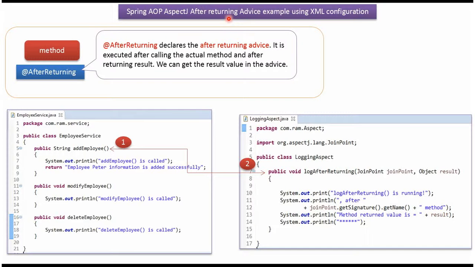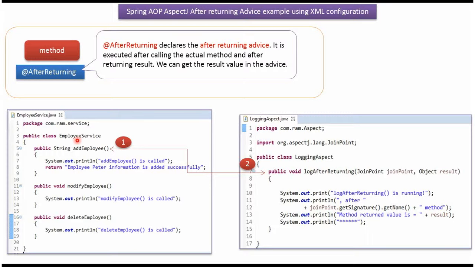In this video tutorial I will explain an AspectJ AfterReturning advice example using XML configuration. The @AfterReturning annotation declares the AfterReturning advice. AfterReturning advice will be executed after calling the actual method and after returning the result. And we can get the result value in the AfterReturning advice.